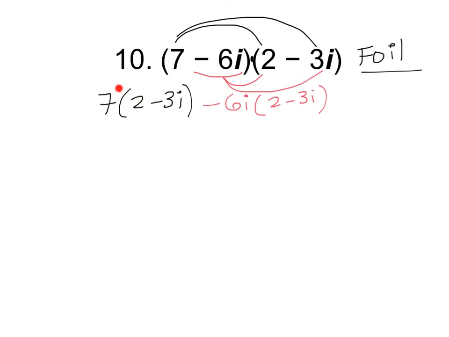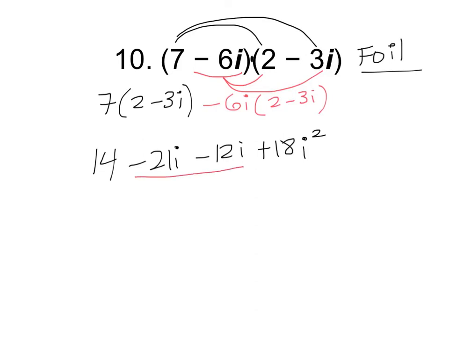Now 7 times 2 will give you a 14. 7 times negative 3i would give you a negative 21i. Negative 6i times 2 would give you a negative 12i. And the negative 6 times the negative 3 would give you a positive 18. And don't forget that both of them have an i, so when you multiply the i by the i, you will get an i squared. So the first step is to FOIL, and the next step is to combine like terms.